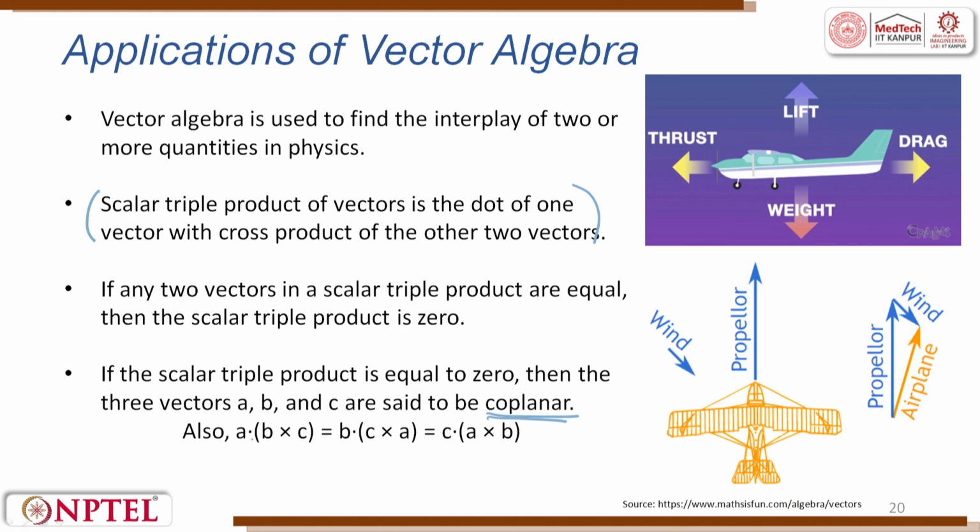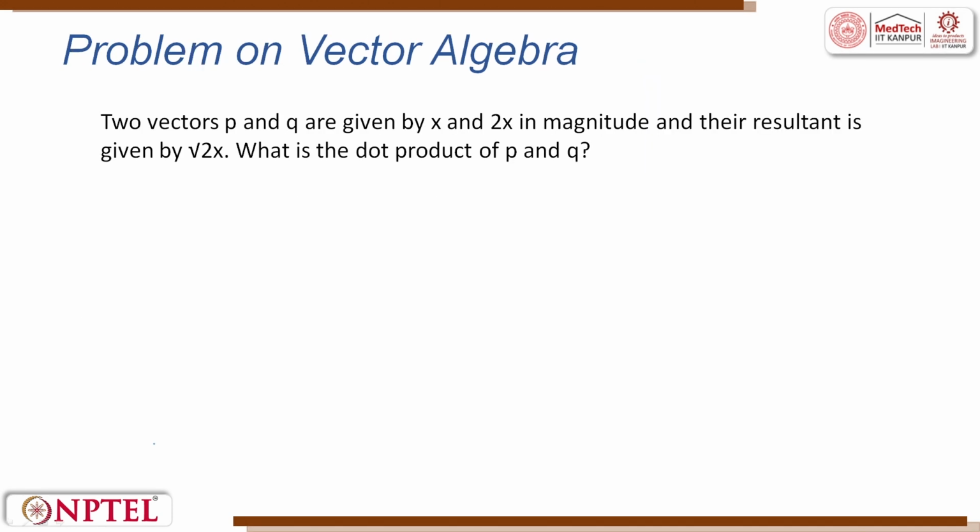Also, A dot B cross C is equal to B dot C cross A, which is equal to C dot A cross B. These are very important, and you will use these concepts while solving problems in the future. Problems on vector algebra. We have two problems. So, let us try to solve the problem.